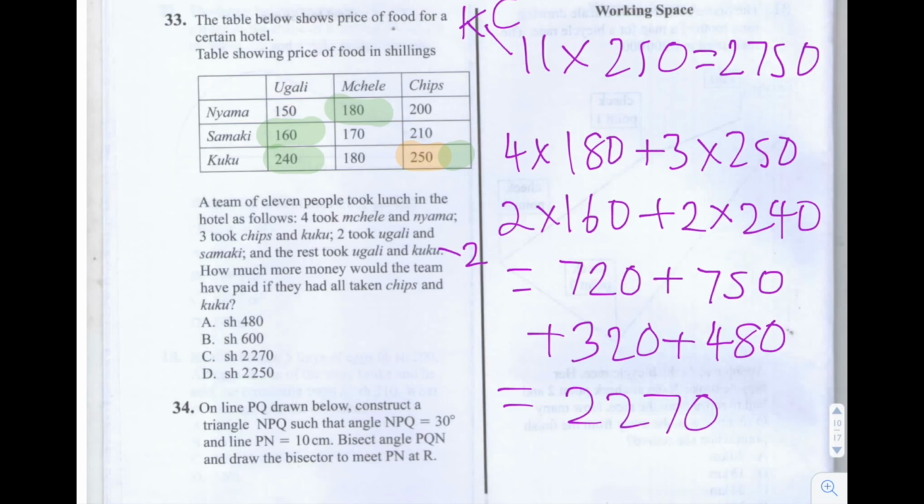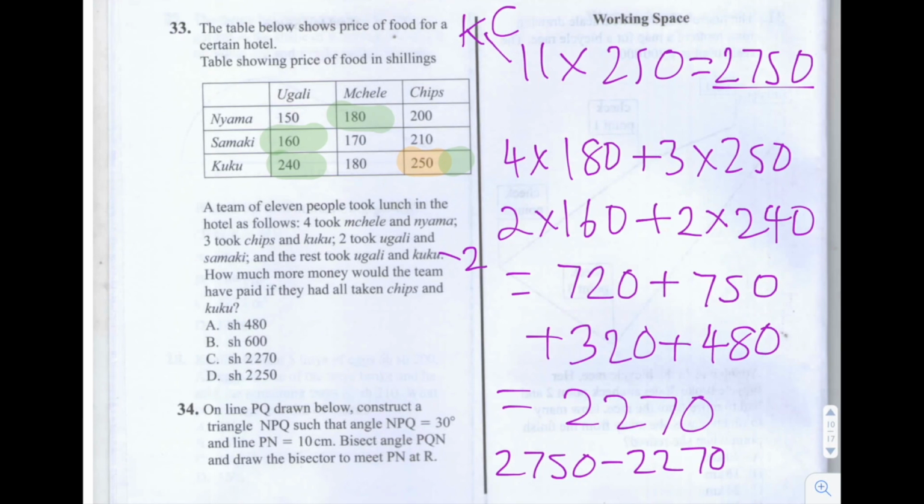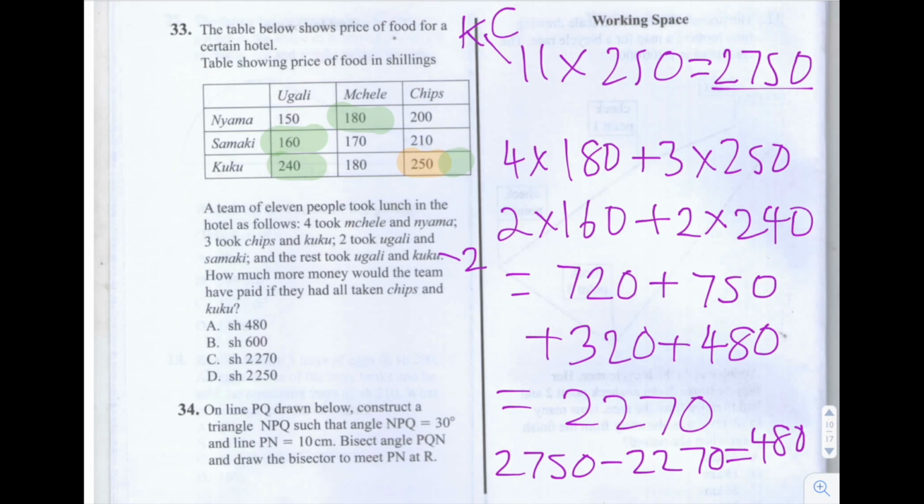And let's find out the difference then between 2,750, which would have been if they'd all ordered the same thing, if they'd all ordered chips and kuku, compared to what actually happened, and the fact that they all ordered different meals. So 2,750 subtract 2,270. That gives us 480. So that means that the extra amount the team would have paid if they'd all taken chips and kuku would have been 480 shillings. So the answer is A, 480 shillings.